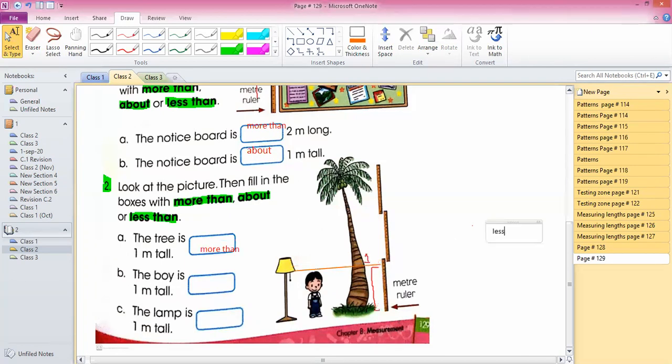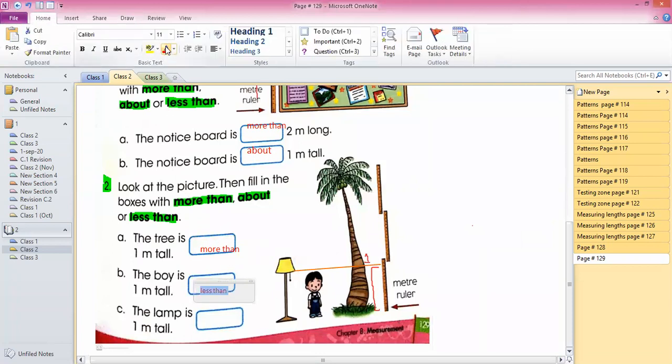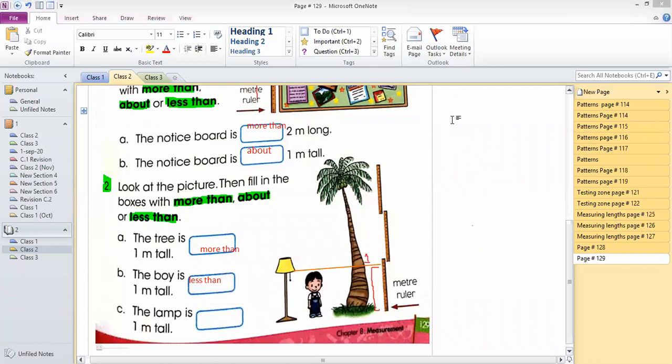So you will write here less than. Why? Because the boy is shorter. The boy is shorter than 1 meter. So you will say, sir, the boy is less than 1 meter tall. Is it clear, guys? Yes, sir. Very good.